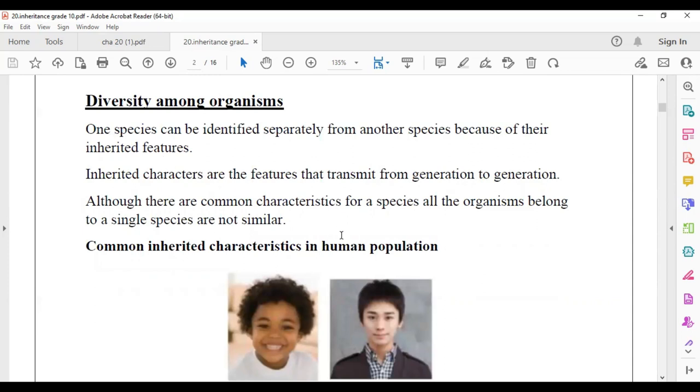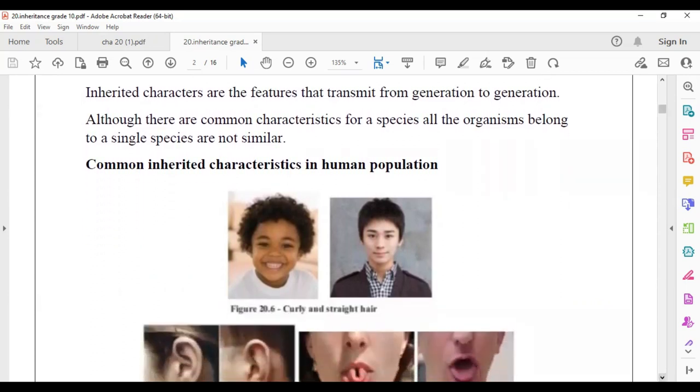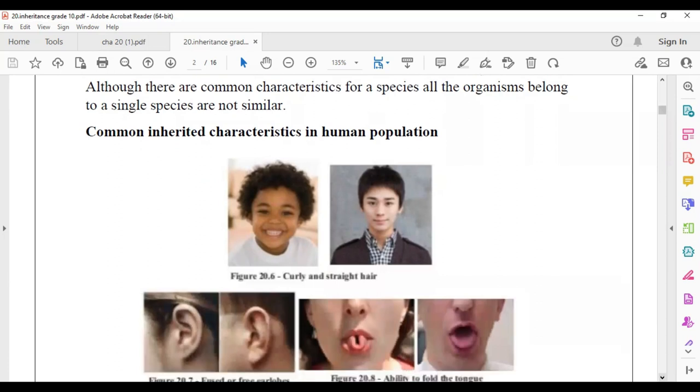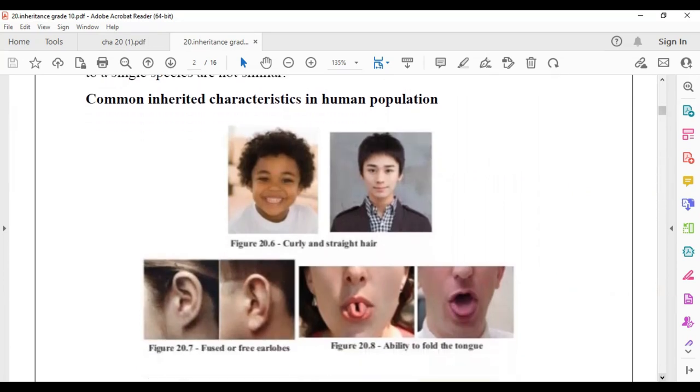Although there are common characteristics for a species, all the organisms belonging to a single species are not similar. As in humans, there are different face cuts. Different characteristics are there for different humans. There are common things, but they are not all the same. They are different. And we'll see the common inherited characteristics in the human population that are transferring from one generation to the next generation.